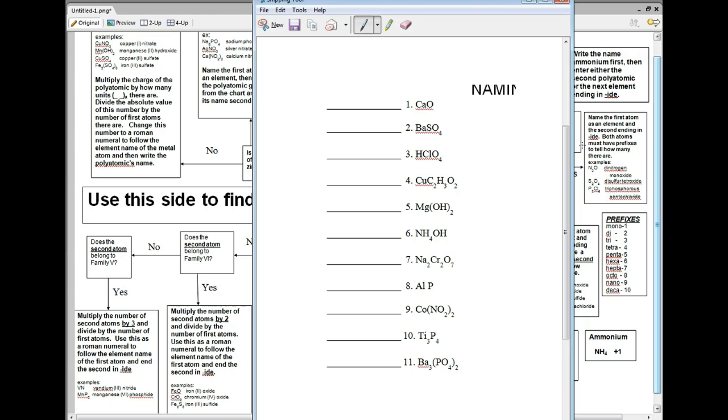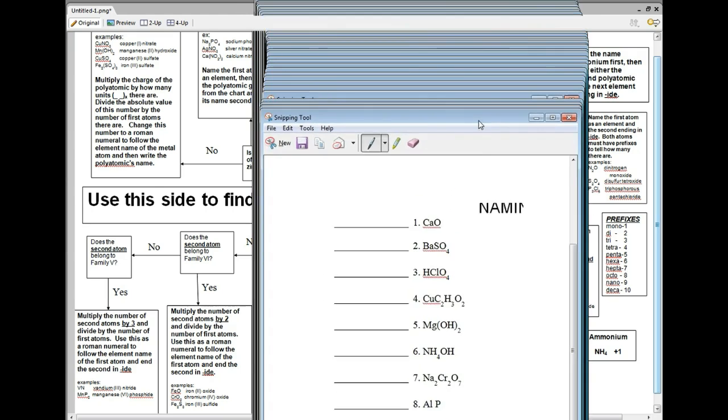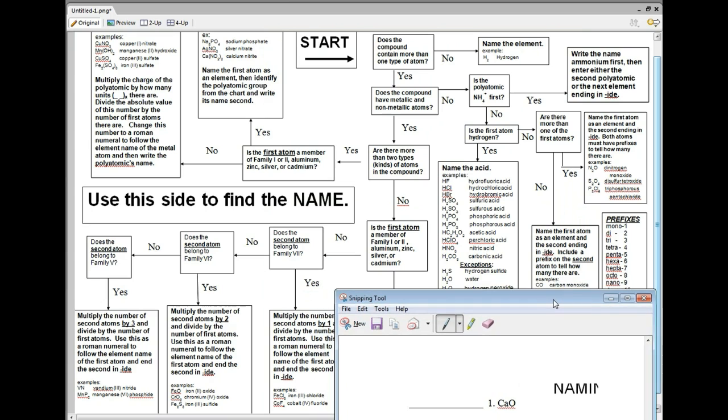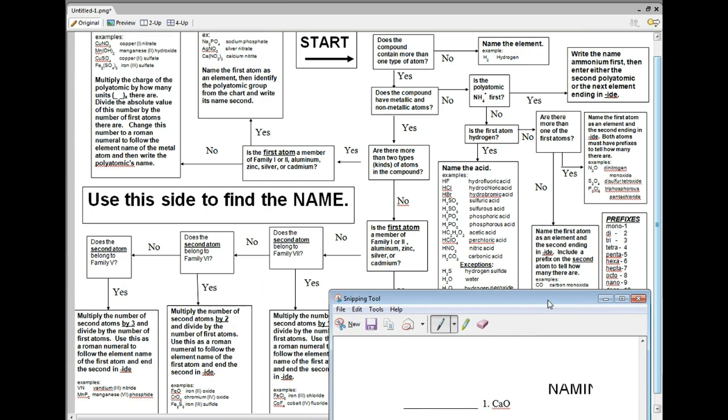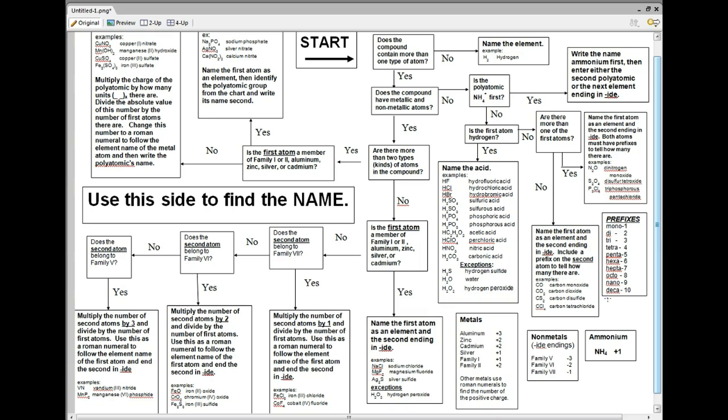Move this out of the way. The first one we have to name is CaO. So a calcium and an oxygen. This is going to shrink down. So we just look at our naming schemata. We just start right here. Does CaO contain more than one type of atom?